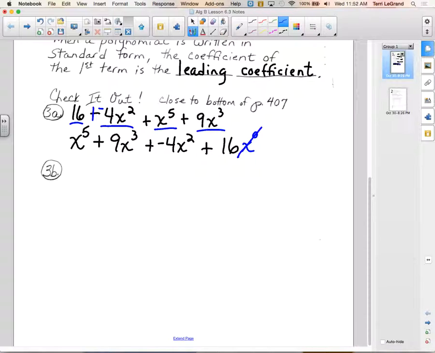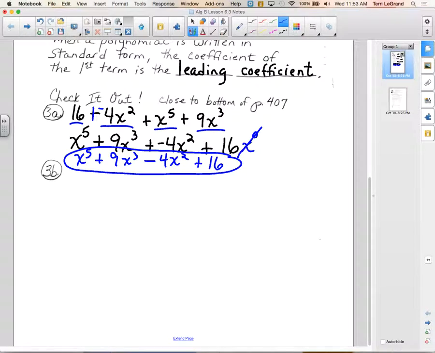So if there's a constant term in the polynomial, where do you think that constant will always be? At the end. It will always be the last term. The constant will always be the last term. Okay? Now, what was the other thing they wanted from this? We have it, we got to clean it up yet, don't we? We have to get the subtraction out of that. X to the 5th plus 9x cubed minus 4x squared plus 16. There's our standard form. Maybe you should put that in your notes, that's standard form.